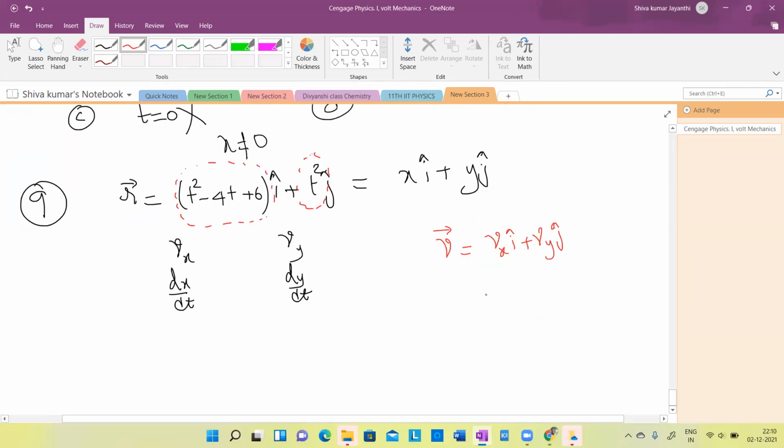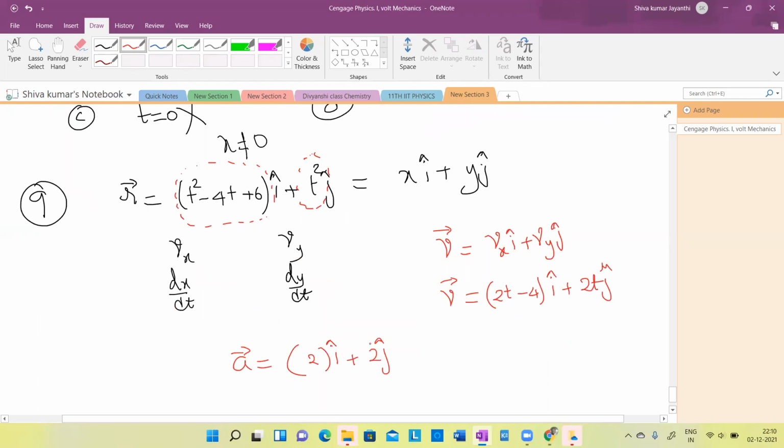What is that going to be? Can you tell me directly by looking? By now you know differentiation. It is 2t minus 4 i cap, plus 2t j cap. This is your velocity vector, na? Again, you find the acceleration vector. What is that? Differentiation of this. So directly you can tell, na? 2i cap plus 2j cap. This is your acceleration.